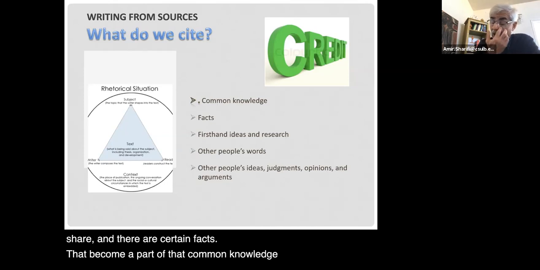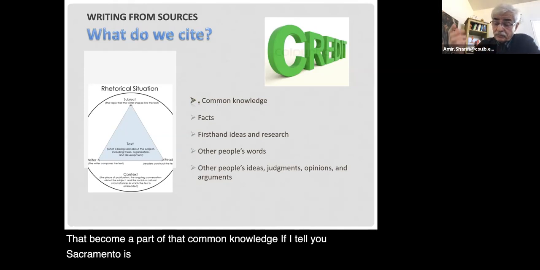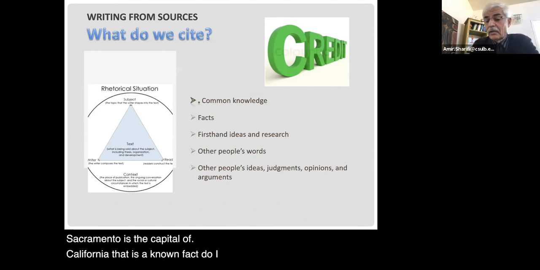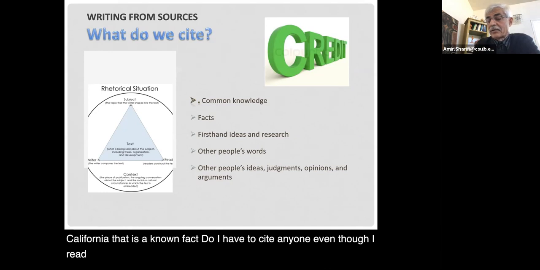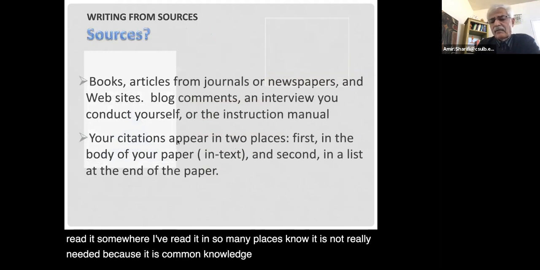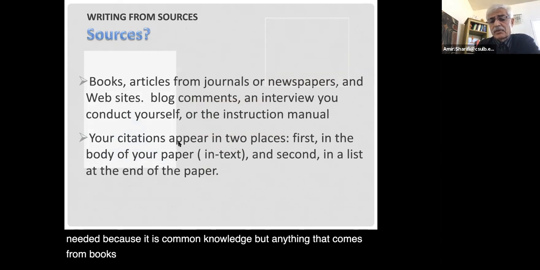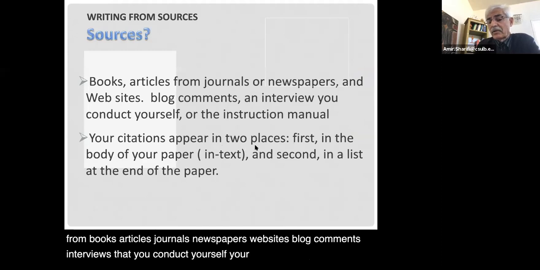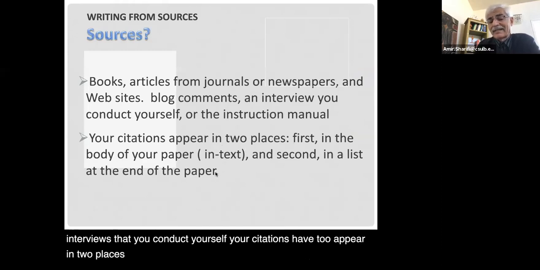And there are certain facts that become a part of that common knowledge. If I tell you, you know, Sacramento is the capital of California, that is a known fact. Do I have to cite anyone? Even though I read it somewhere, I've read it in so many places. No, it is not really needed because it is common knowledge. But anything that comes from books, articles, journals, newspapers, websites, blog comments, interviews that you conduct yourself, your citations have to appear in two places, in text and also at the end of the paper.